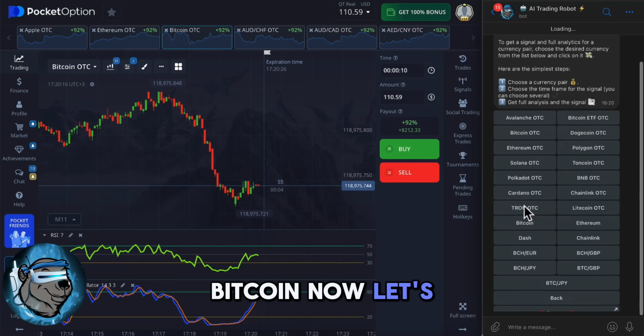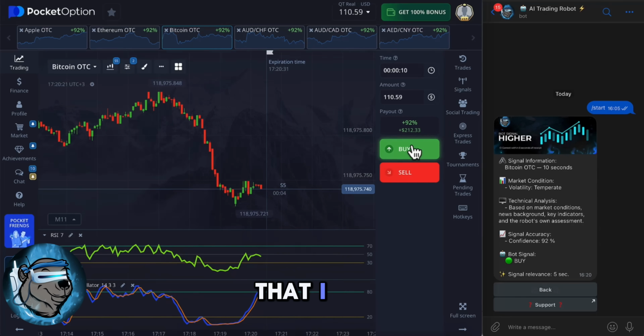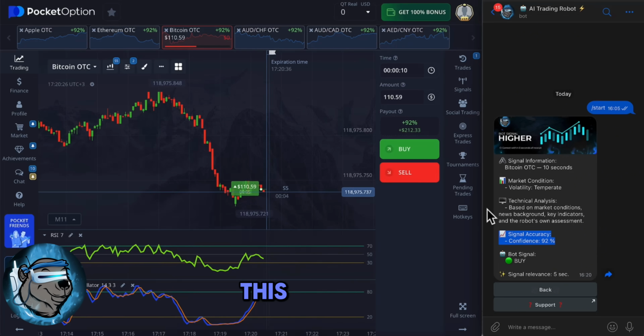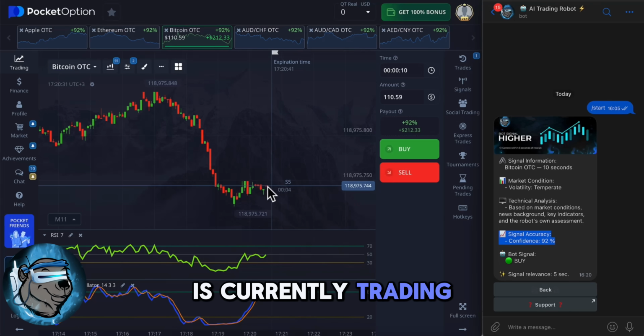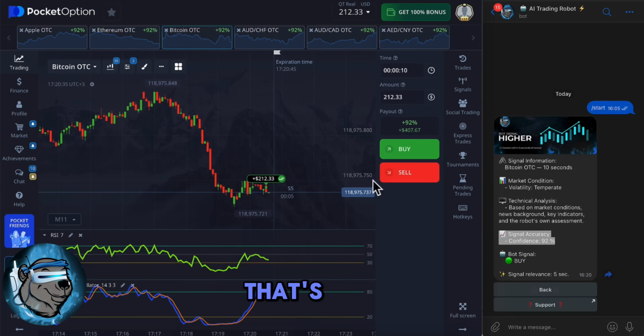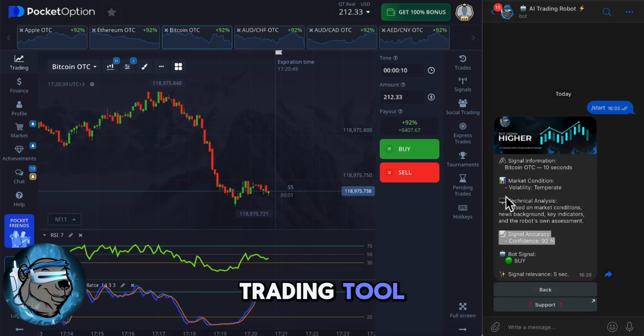Moving on to the next asset. Bitcoin. Now let's open Bitcoin. The signal is similar. It tells me that I need to buy, so I opened a buy trade. The accuracy of this signal is 92%. We can see that the price is currently trading down, but then there was a sudden impulse, and the profit is obvious. That's why I have $219 on my balance thanks to this trading tool.